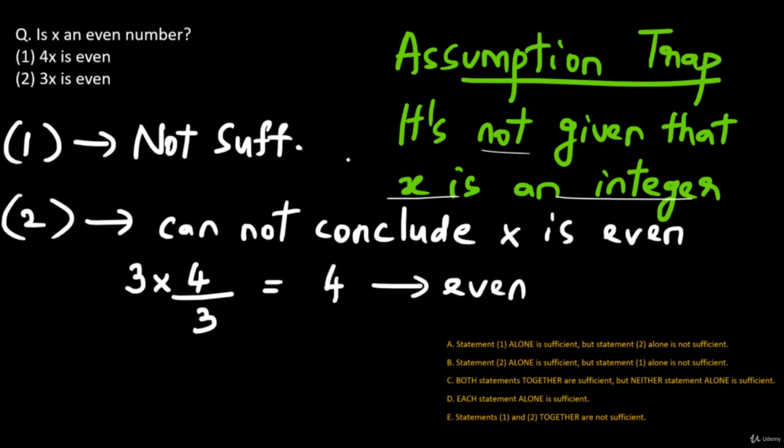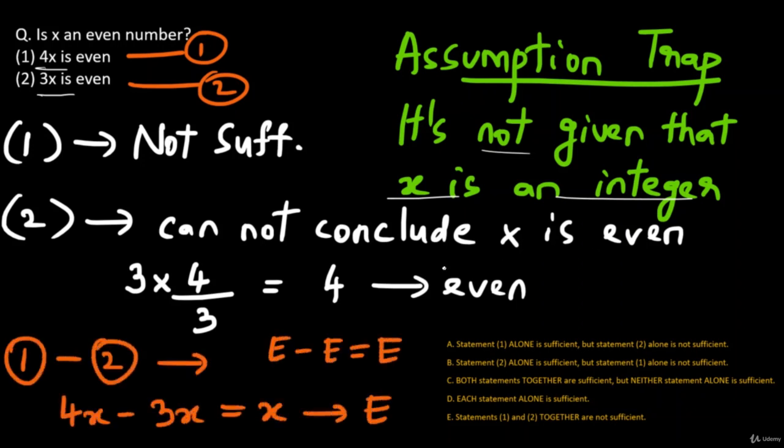Alright. Now, this is statement 1, that's 4x is even, and statement 2 is 3x is even. Alright. Now, let me subtract 4x minus 3x. So that would be even minus even, right? And that has to be even, right? We have seen that even minus even is even. So 4x minus 3x has to be even. And 4x minus 3x is equal to x. Therefore, x has to be even, and hence, using both the statements together, we are able to arrive at the conclusion that definitely, yes, x has to be even. Therefore, the correct answer to this question is option C.